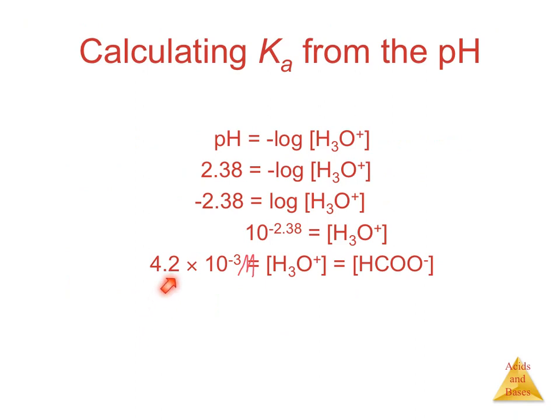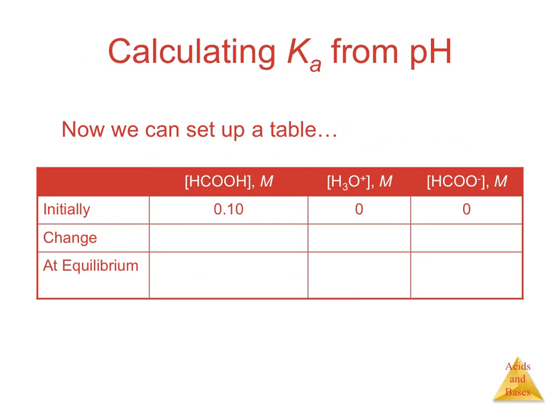Okay, so with this information now, I can backtrack, use my K expression, and pop these numbers in. I'm going to do that with an ice chart just for clarity. So the change is going to be minus x, and that x I already know what it is. It's 4.2 times 10 to the minus 3. So I'm going to lose that much, and I'm going to gain that much over here.